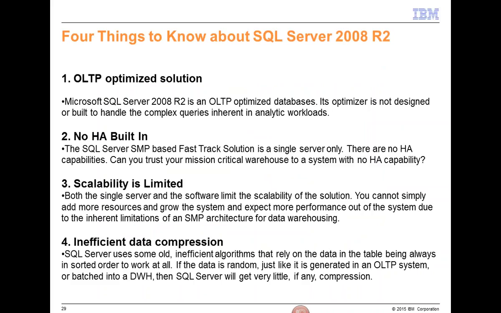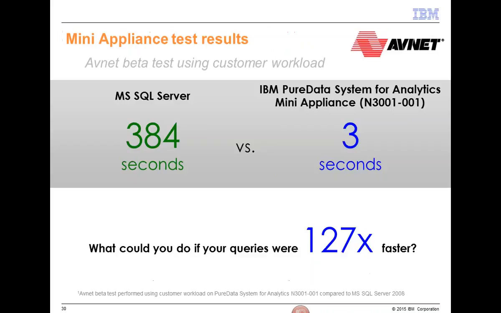Next slide. So if you think about it, the 4 things you know about SQL Server, and we're kind of running out of time, so I'll go faster, is that, again, SQL Server 2008 is not optimized for analytic loads. It's for OLTP. It has no built-in HA because that's just the way the server is built, and scalability is limited. You can't throw any more hardware at it because you can't add another box onto it and expect it to get faster. And the data compression is limited, right? Because it's expecting everything in sorted order. If it's not in sorted order, then it's not going to get any compression. So those are a couple things to remember about that.